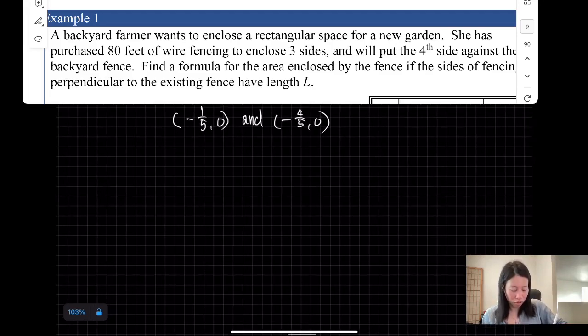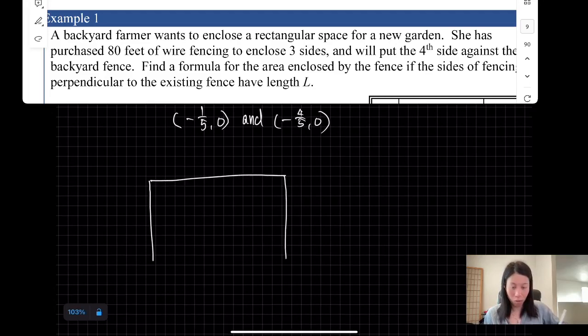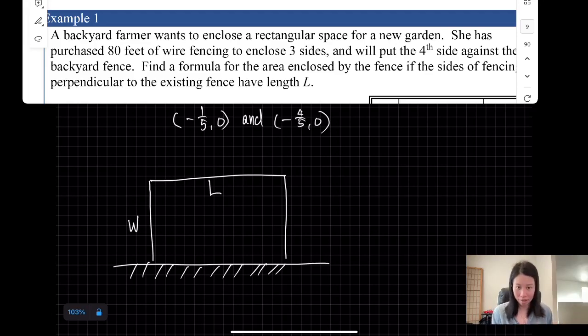Well, let's take a look. So the fence is going to look like this because this part is the wall. We don't need to fence that up. For the fence, we have the width and the length. And I know that the total length of the wire fence is 80 feet. So that means you're going to have 2 widths and 1 length. So 2 widths plus 1 length, the total length is going to be 80 feet.